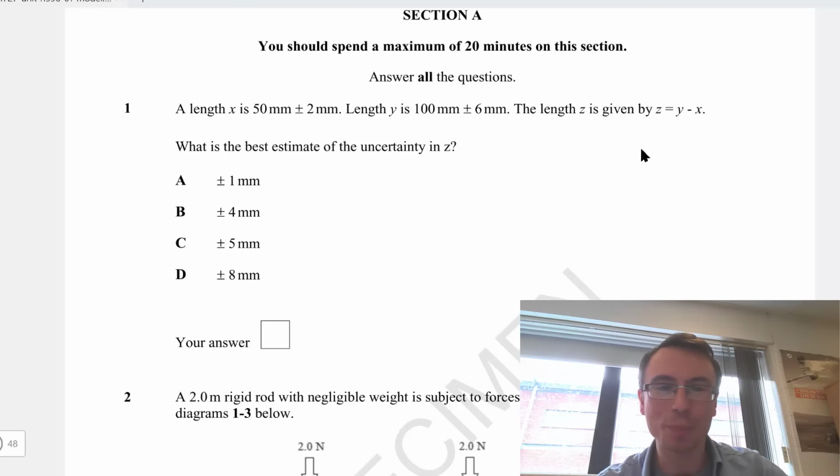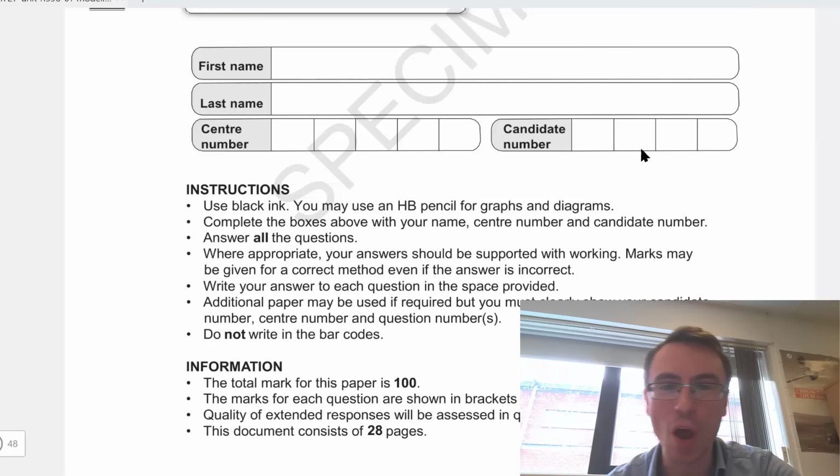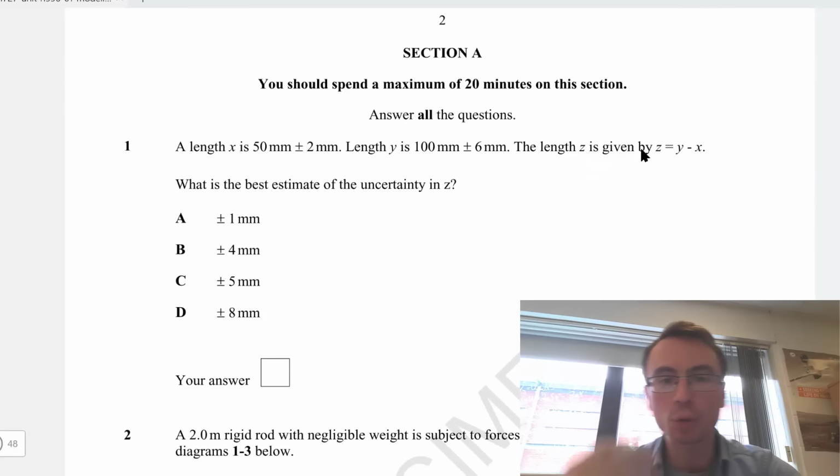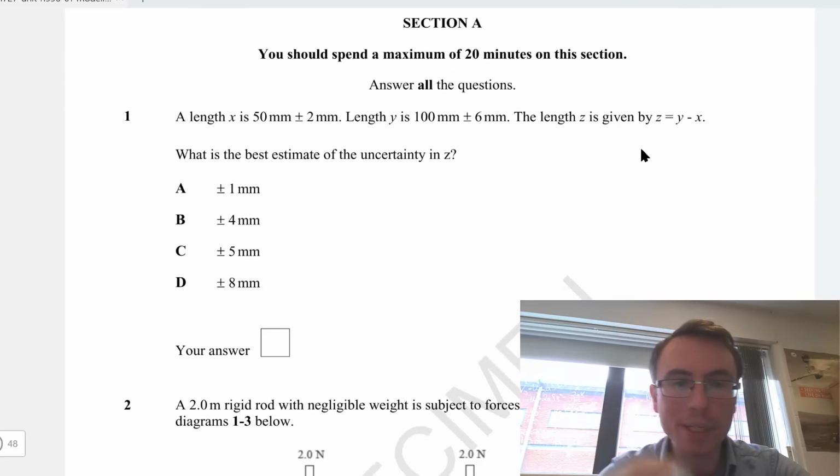Let's practice some multiple choice questions. These questions are from the OCR specimen paper. However, many of them will be applicable to many exam boards. Okay, so let's start off with question one.